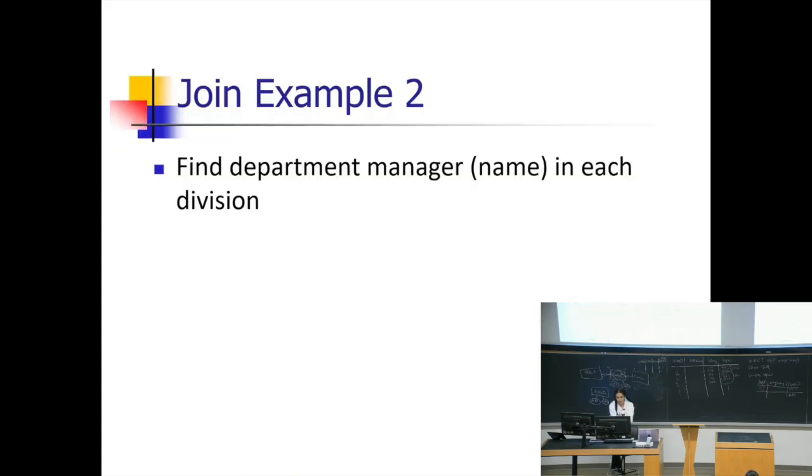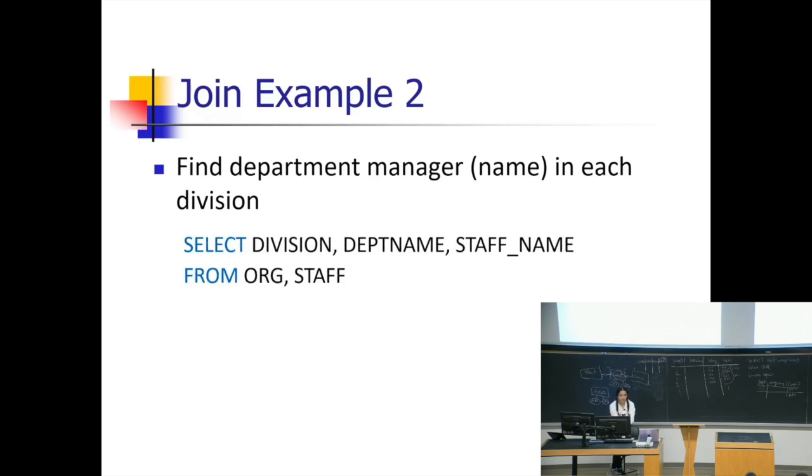Now, example 2. We want to find department manager name in each division. Where is this information? Where are manager names? Staff name, right? And where is the division information? Organization table. So we need to join these two tables. Now, we select the columns that we want, like the division, department name, staff name, from these two tables that we want to join. How do you join these two tables?